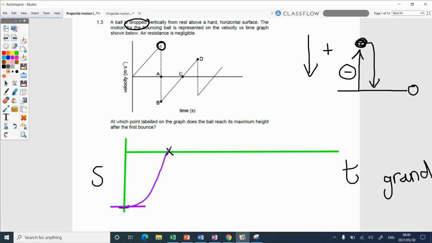Okay, now when it hits there, it leaves the ground. Is it going up from the ground or down from the ground? It's going up from the ground. Is it positive or negative? Negative. And when it hits C, where is it? What is the gradient? The gradient is 0. The velocity is 0. So you know it's going to go into a flat line again. And now you can do this again.